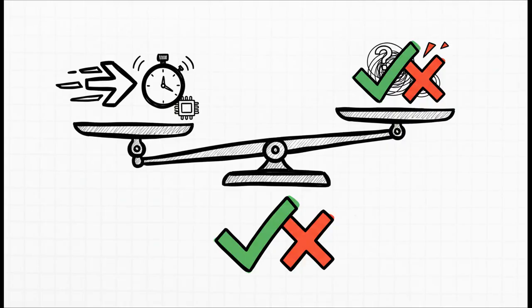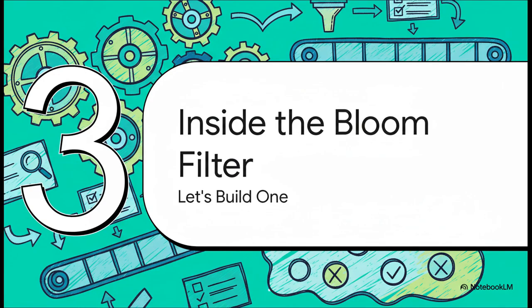And this really lays out the core deal we're making. We're giving up a tiny bit of certainty to get back a massive amount of speed and save a ton of space. It's designed to accept the possibility of a false positive, thinking something is there when it actually isn't, to completely, utterly eliminate the chance of a false negative. That's the one thing it will never, ever do. So you're probably wondering, how does this thing actually work? What's the trick? Well, let's just build one from the ground up and see what's going on under the hood.